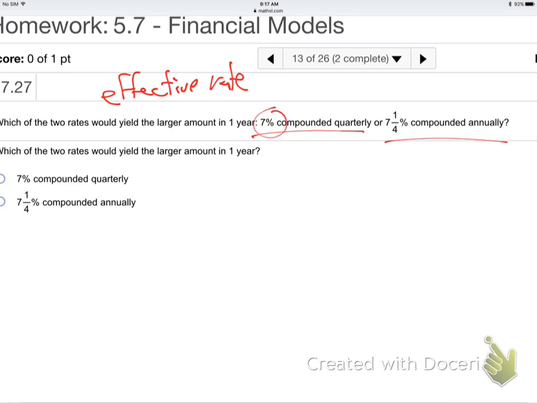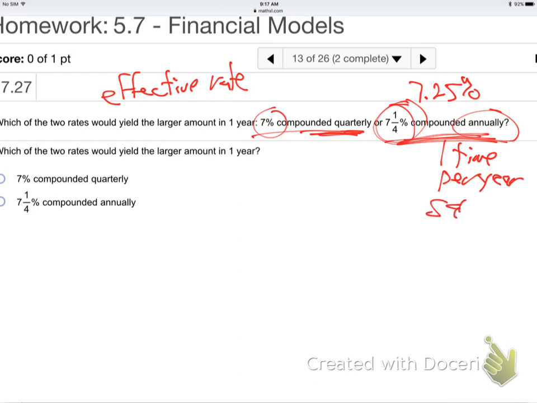This says 7%. Well, that looks lower than 7 1/4, but it's compounded more often, quarterly. So that'll make it go a little higher. How much higher? Will it go higher than 7 1/4? I don't think so. I think 7 1/4 is still higher, right? 7 1/4 is 7.25, right? You know 1/4 is 25 cents, a quarter of a dollar, right? So now I don't need to mess with this one. This one's annually. It's one time per year.